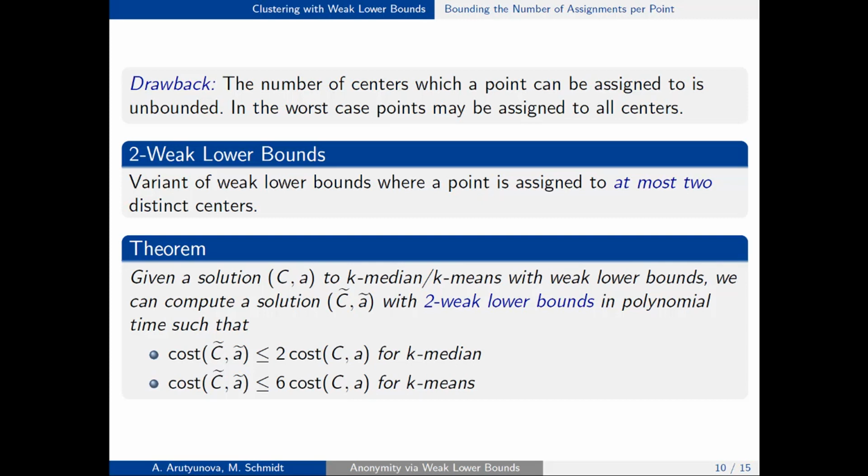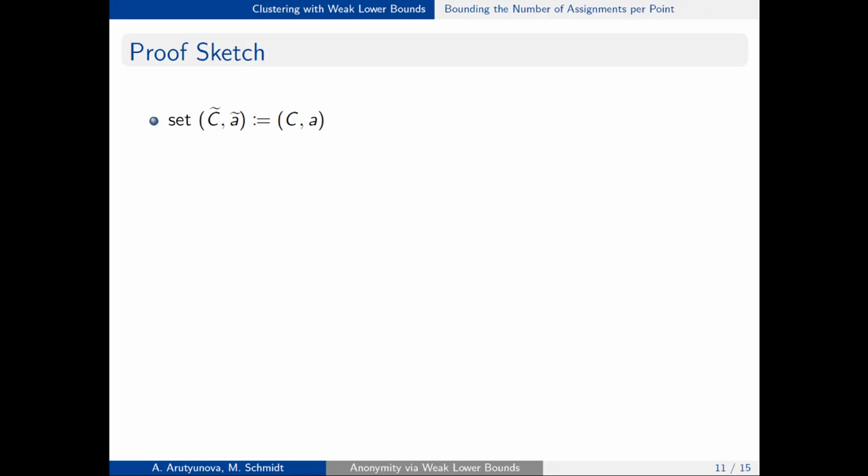So now our main contribution is to show that we can compute solutions with 2 weak lower bounds in polynomial time. We do this by starting with a solution which has weak lower bounds and establishing that every point is assigned at most twice. This increases the cost of the solution by factor 2 for k-median and by factor 6 for k-means. So let me sketch the proof of this theorem.